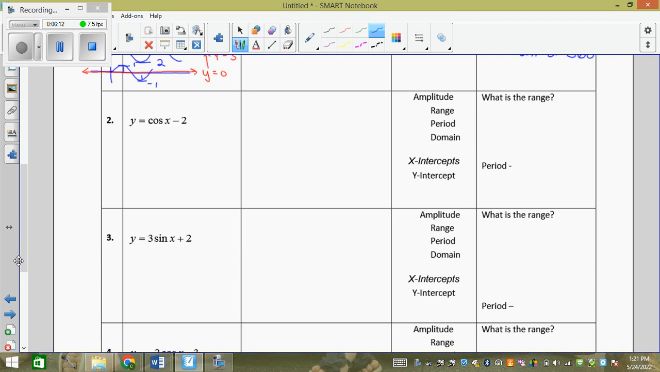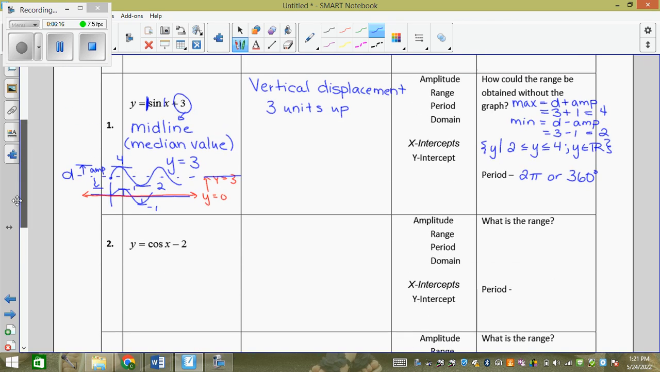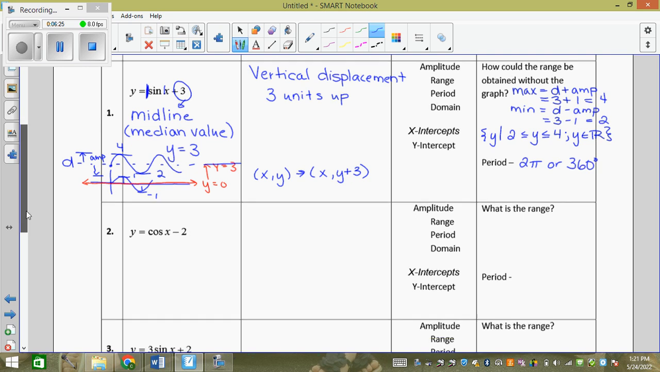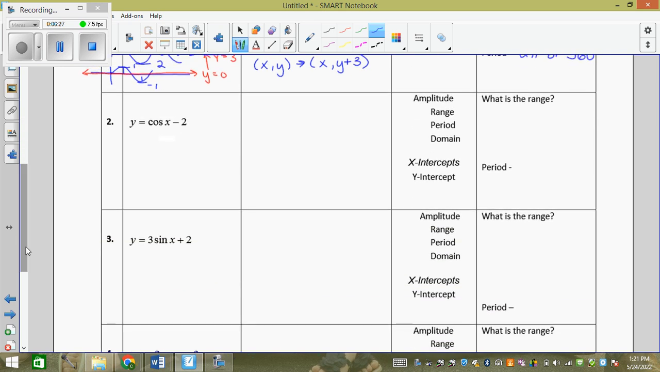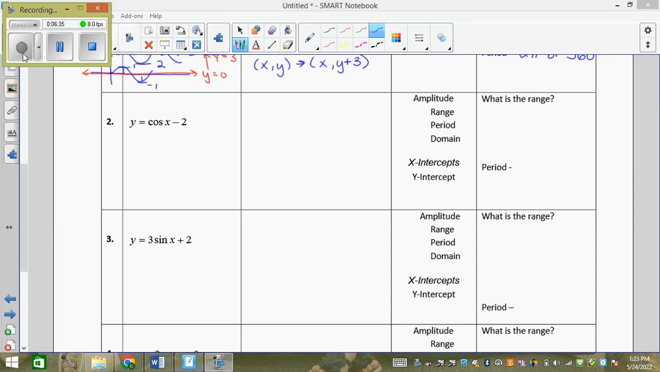I want you to try 2 and 3. Oh, I forgot to do mapping. x, y becomes x, and then y plus 3. So I want you to do transformations for both of these and mapping. And then I want what's the range and the period. You can bypass the third column. So this one has a vertical displacement.